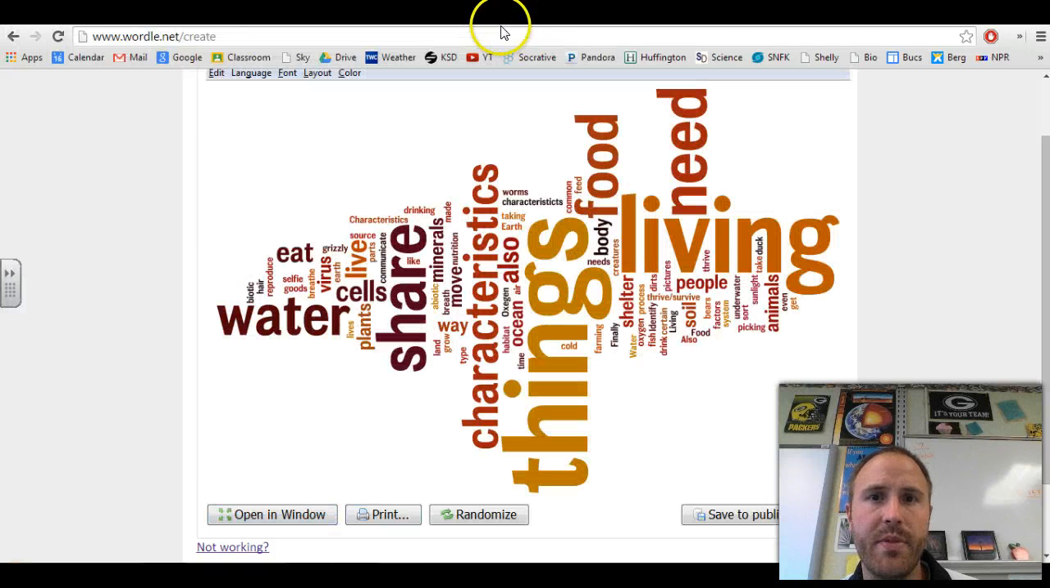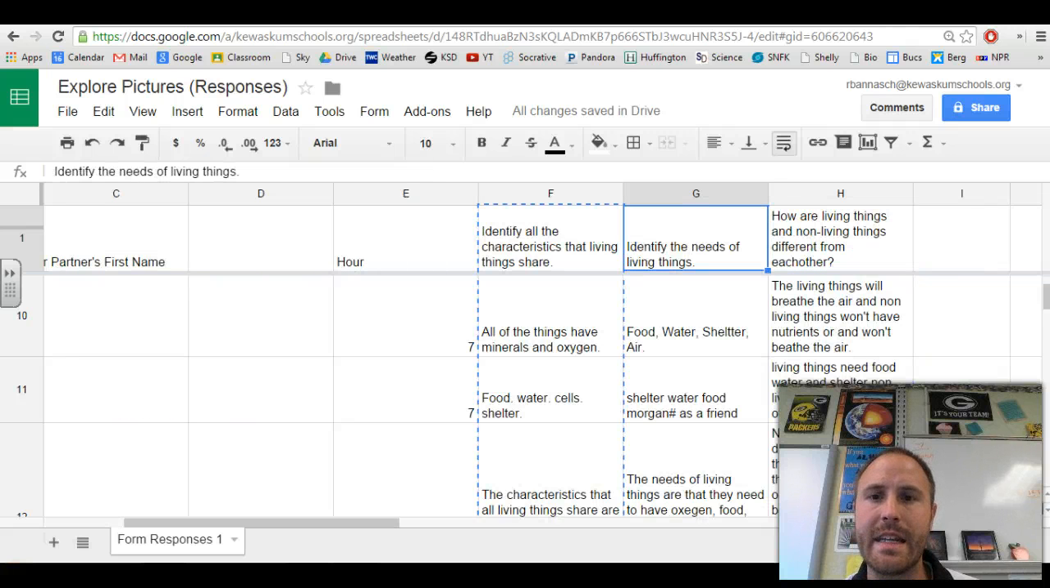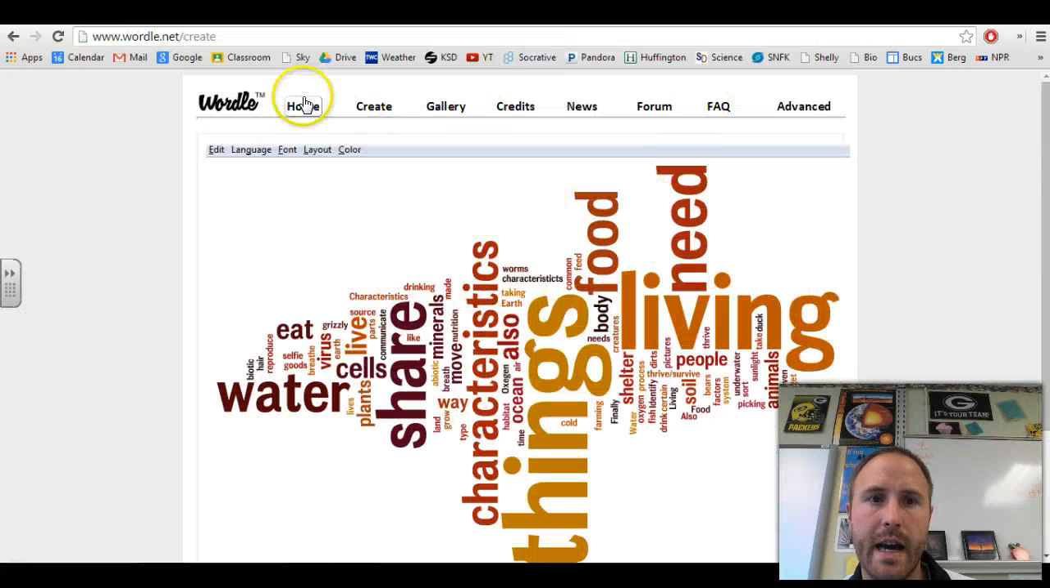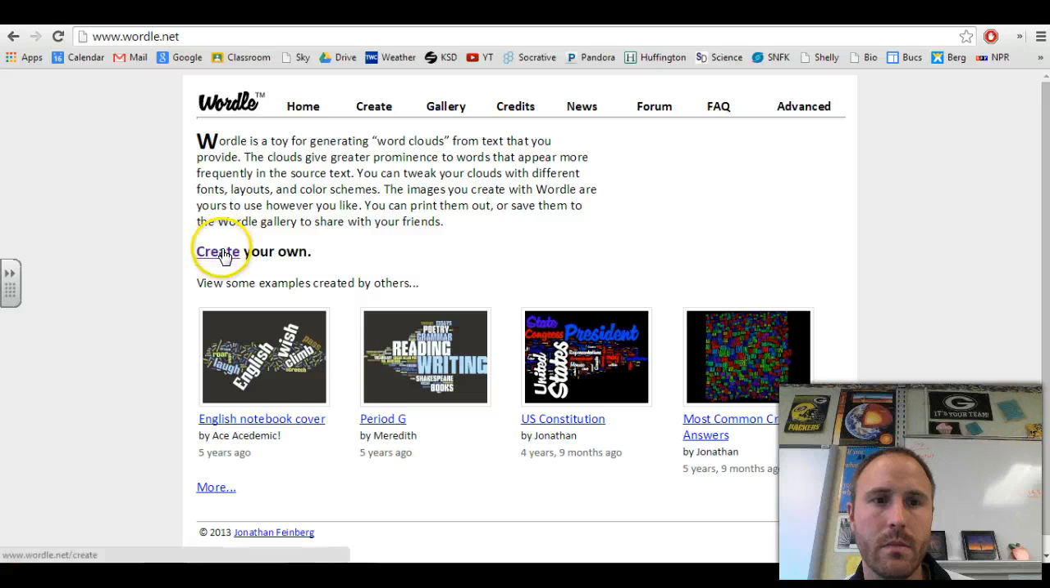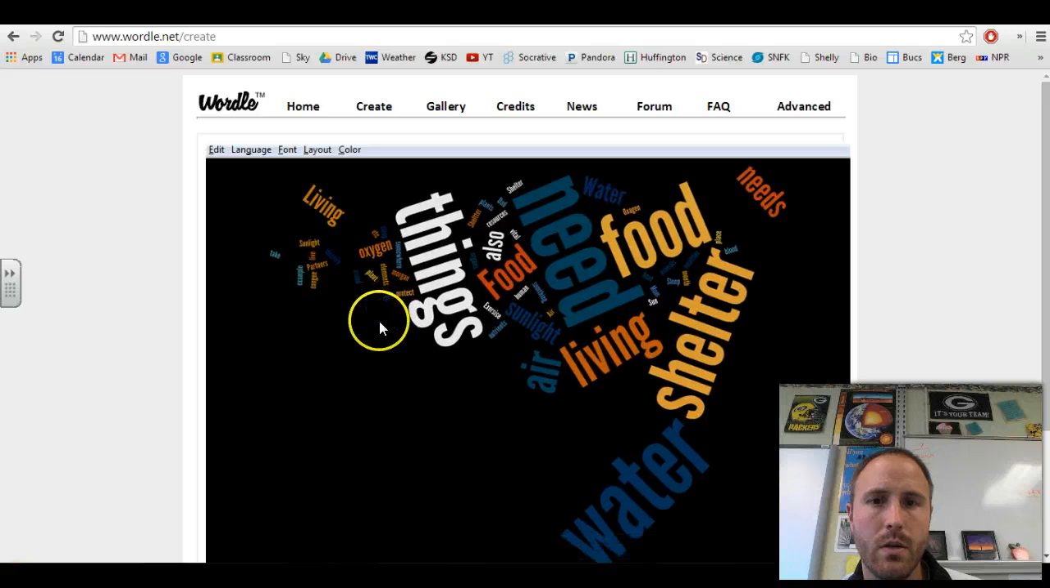Now, if I do the same thing, if I come back in and look at what we identified as the needs, so if I grab those and copy them and put them into a Wordle document, it looks like we have water, shelter, food, living. I'm trying to see, there's sunlight and water a couple of times. So it looks like the big ones are water, shelter, and food. Even air is in there as well.